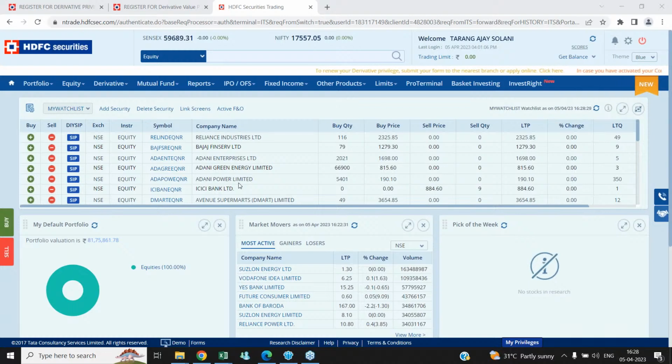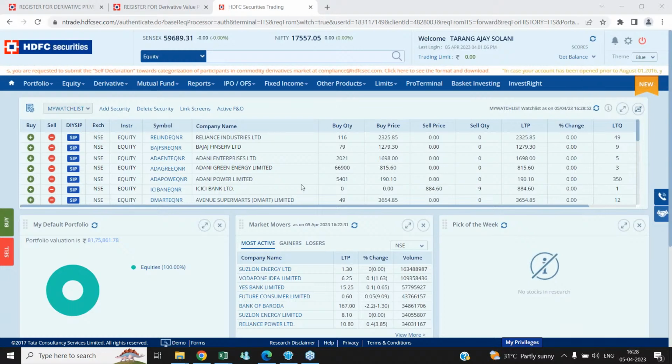In options there is nothing as such as a mark to market concept. Only if the strategy involves futures will there be a mark to market concept in it. If there is any mark to market obligation, then only you will have to fulfill it.